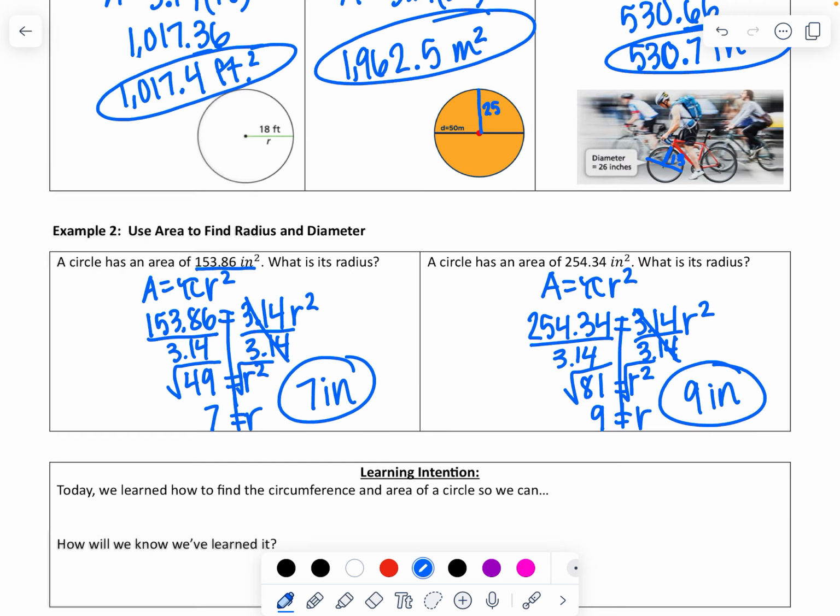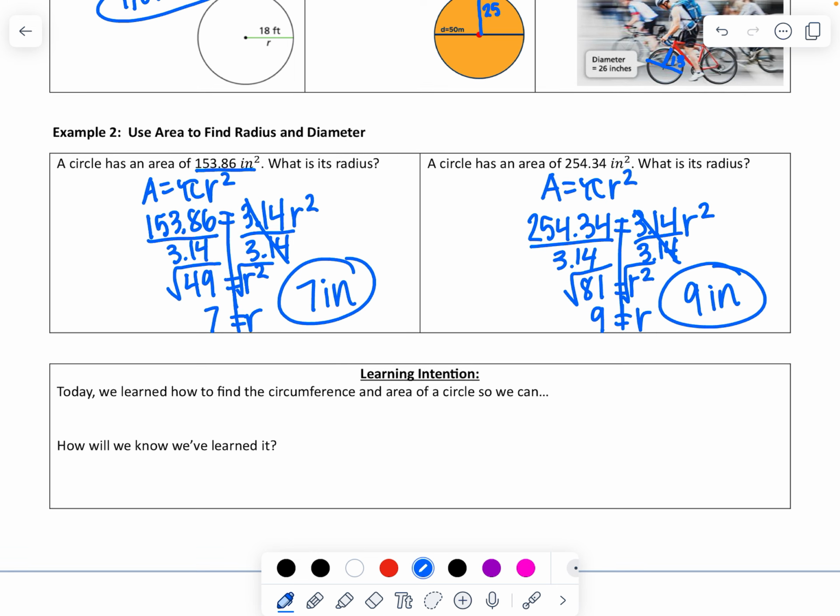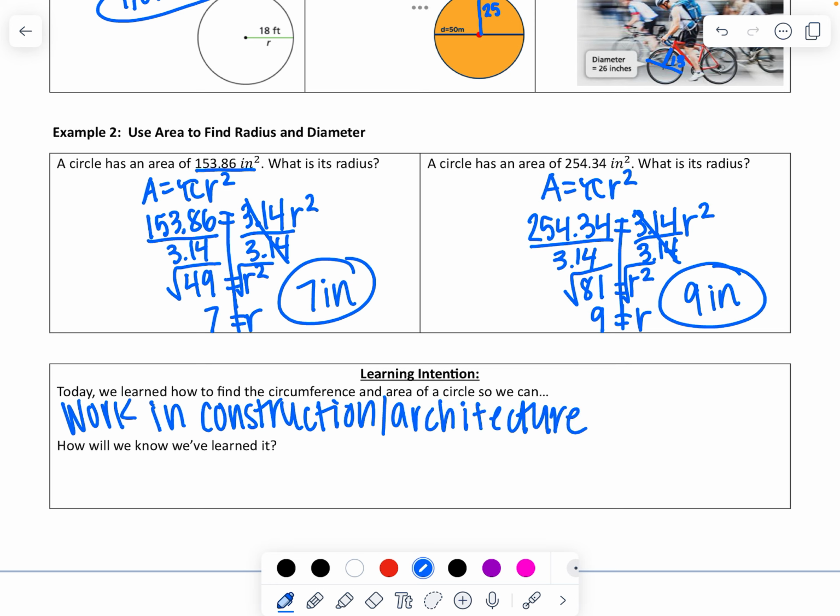Okay. And then today we learned how to find the circumference and area of a circle so that we can work in construction or architecture, because you deal with circles a lot in those types of careers. And then we'll know we learned it when we can teach someone else how to do it.